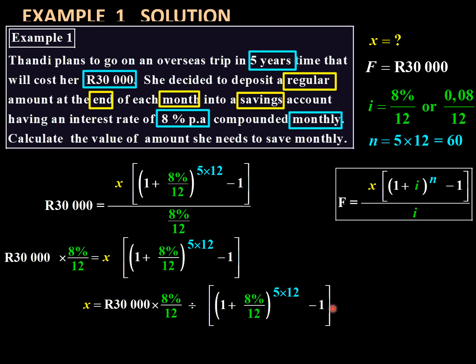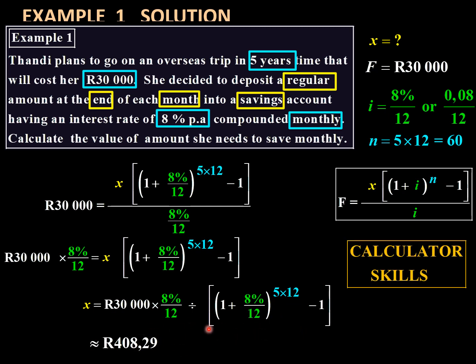Now you're ready to calculate. Don't do little bits of calculations in between. Just do one calculation. Carefully enter that in the calculator, and we end up with 408 Rand and 29 cents. It's advisable to clear the calculator, retype everything, and then see whether you get the same answer, right? Always double check. There's more than enough time to do that. So your calculating skills are extremely important.